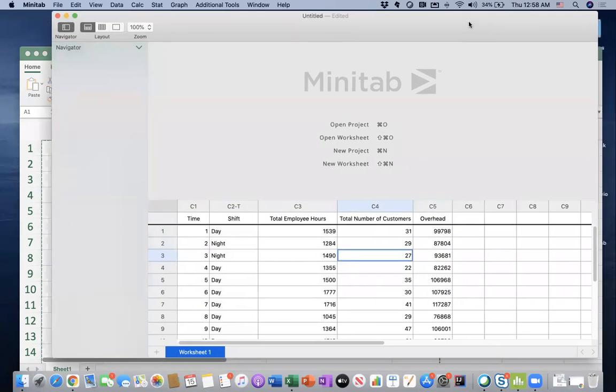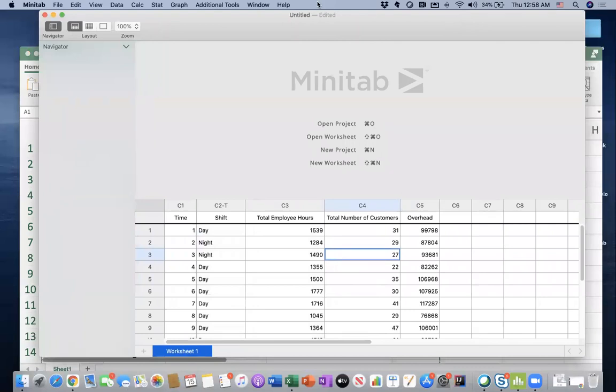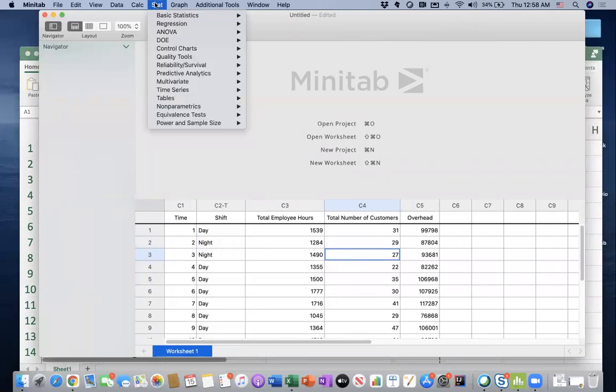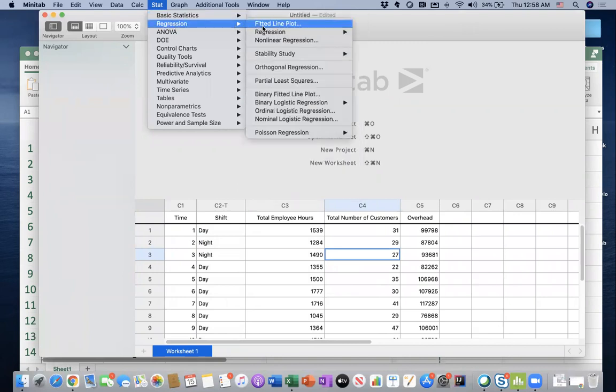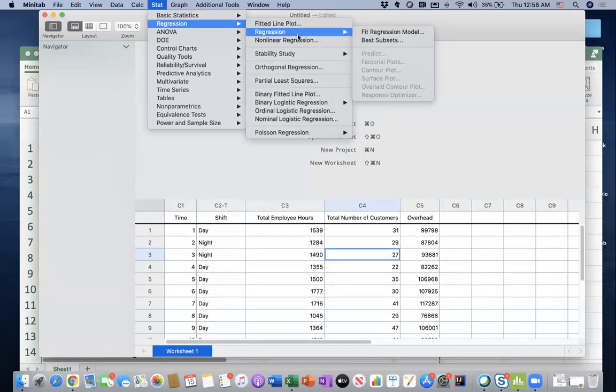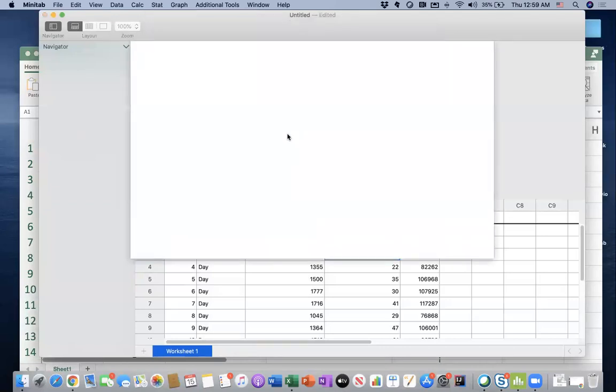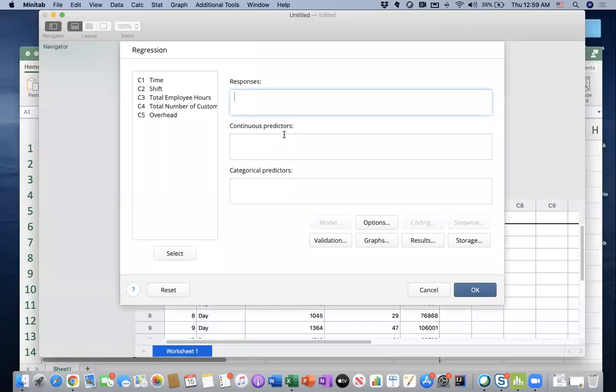So if you would like to do regression analysis, you just need to go to Stat, and then Regression is on the second spot from the top. And then you just need to go to Fit Regression Model. Okay, there are a couple of key things that I would like to go over here. Responses, you can put multiple responses here, but that's out of topic. We are going to only work with one response variable.